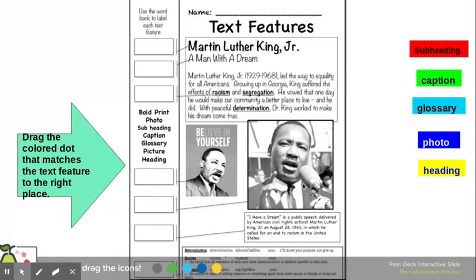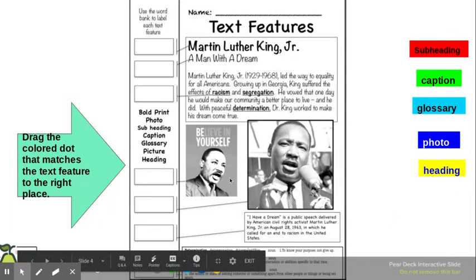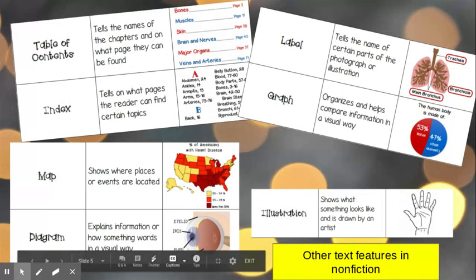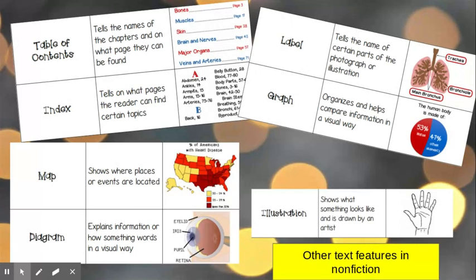There's only 5. There are definitely more boxes than the options I gave you, but try to find these 5 and drag the dot. All right. And then there are other text features in nonfiction that we didn't talk about at the beginning, like table of contents, and it tells you what it is and gives you an example. Index, when you label something, the graph, a map, a diagram, an illustration. So take a second and look through these on the slide and familiarize yourself with them.